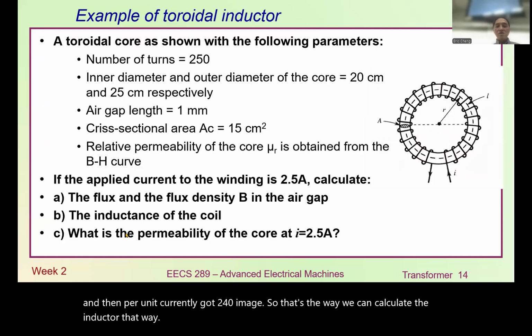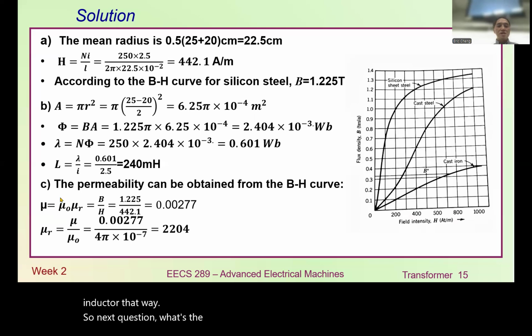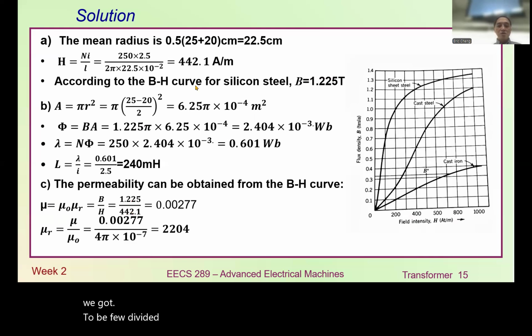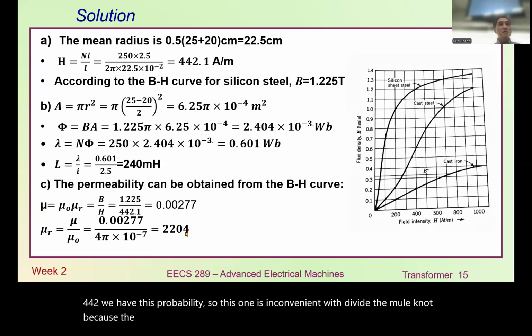So next question, what's the permeability? Permeability, again, B over H is the mu. So we take the B field divided by the H, 442, and we have this permeability. This one is inconvenient, so we divide by mu naught, and we get mu r, the relative permeability. So that's the basic way we conduct the calculation.